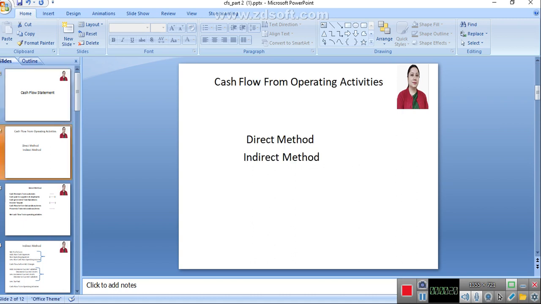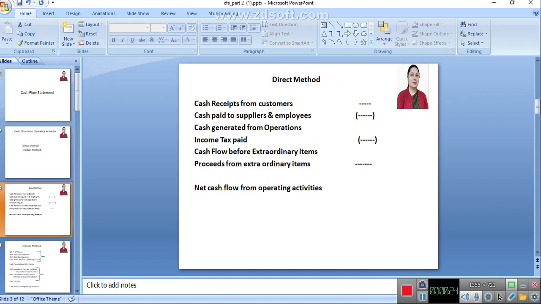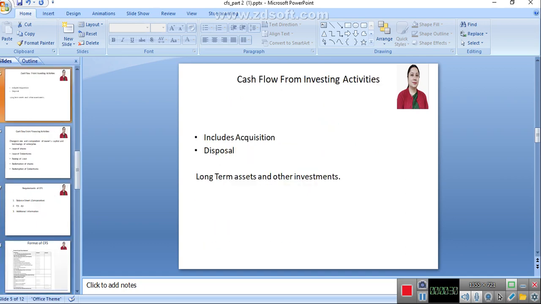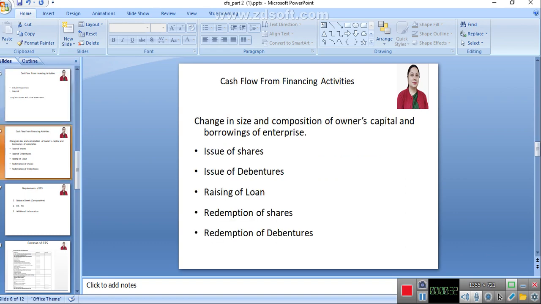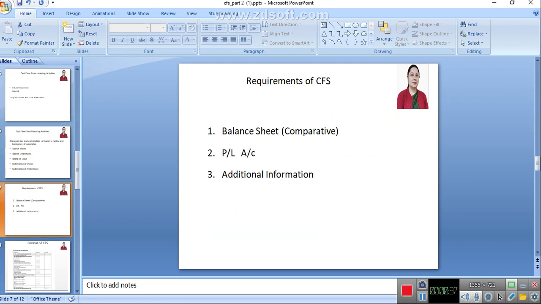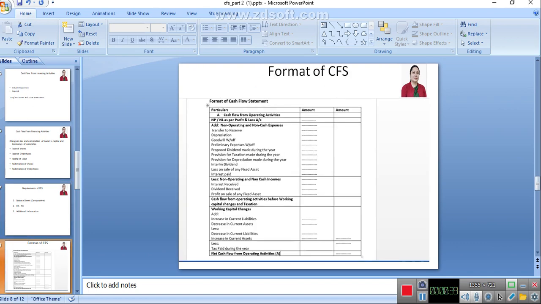In that video, I explained the theoretical overview of cash flow statement, how to calculate cash flow from operating activities by using direct method and indirect method, cash flow from investing activities, then cash flow from financing activities, and the requirements of cash flow statement. Now in this video, I will be starting with the format of cash flow statement.